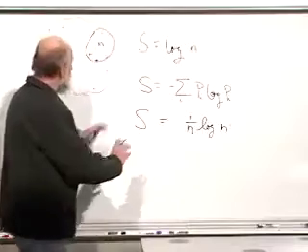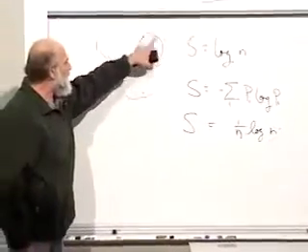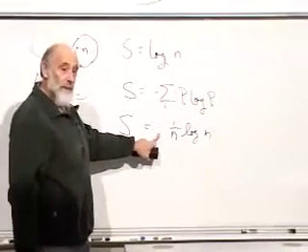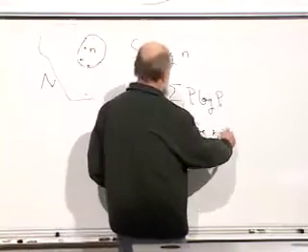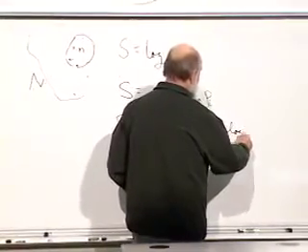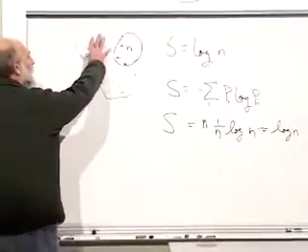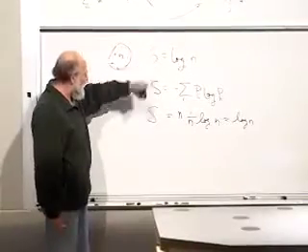But this is just a contribution from one of the points in here. How many points are there in here? N. So we have to multiply this by n, which is just equal to log n. So in the case where we have a probability distribution which is 0 or 1, it reproduces the original definition of just logarithm of n.